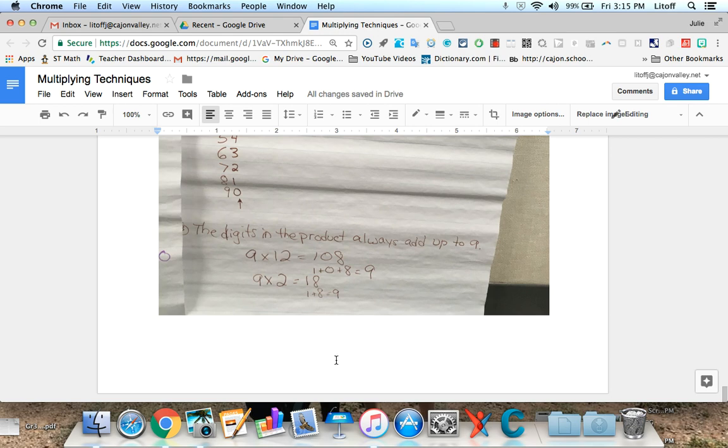So these are tons of different strategies and rules and techniques that you can use if you're ever stuck on a multiplication fact that you have not memorized yet.